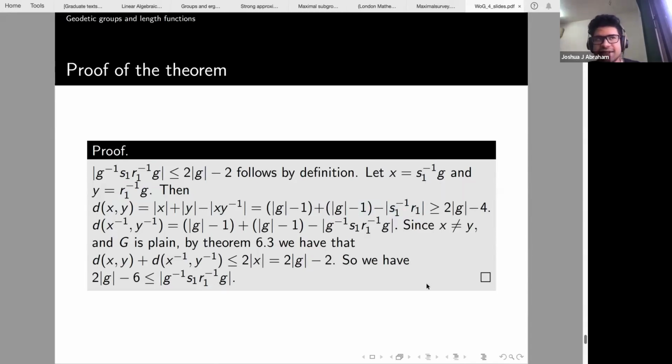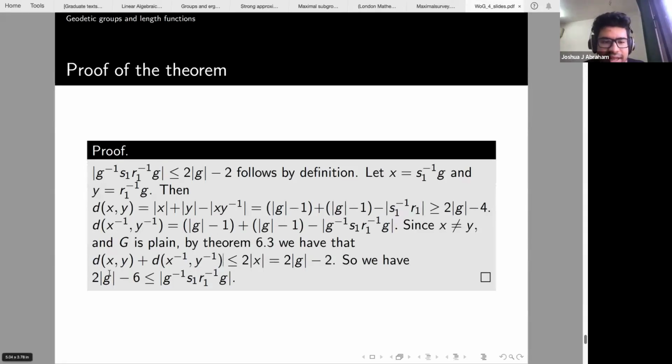So the mod of S1 inverse R1 can either be 2 or 1. So in the worst case, it is 2. So we have this inequality, and d of x inverse y inverse just turns out to be this thing here. And now we know that since the group is plane, a phi must hold, because we know that it is a length function. Since a phi must hold, this inequality, d of x comma y plus d of x inverse y inverse cannot be strictly greater than the length of x.